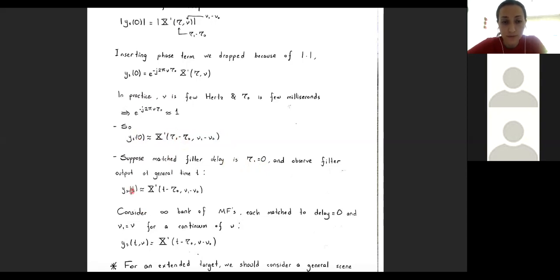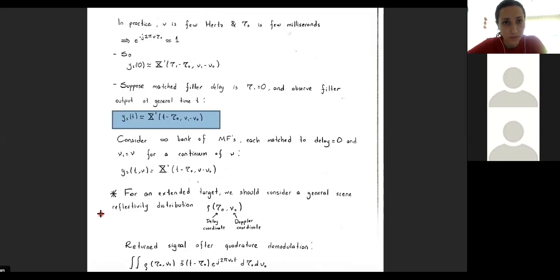But if you view this as a function of t, if you go back to our previous derivation, you're going to get this relation. So y(t) is a function of t. Your match filter output in this case will be just x prime of t minus tau0 and v1 minus v0. That's going to be the observed filter output at a general time t. Now, this is still for a single match filter, where our delay parameter is 0 and it has a velocity parameter v1.